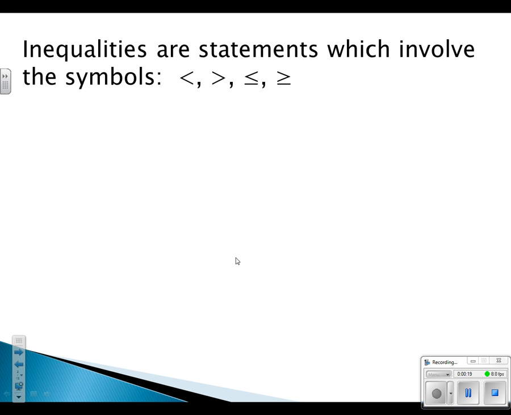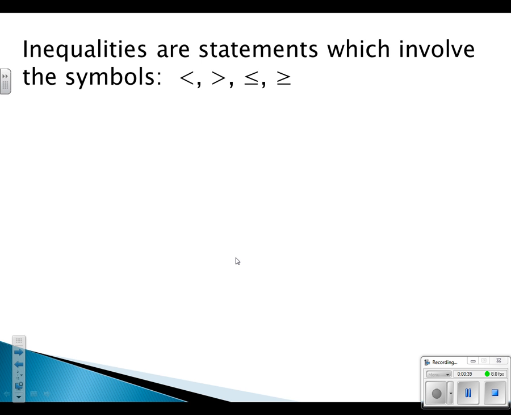So an inequality is going to be a math statement that involves these symbols that you guys have been acquainted with and familiar with for years. Less than, greater than, less than or equal to, greater than or equal to. Solutions to statements involving these inequality symbols don't just have a single or a couple of answers, they're going to have large intervals of answers.